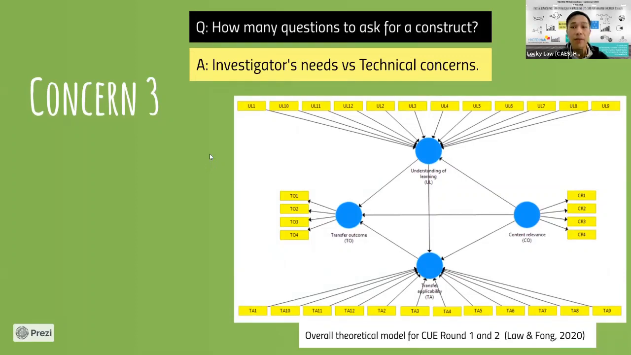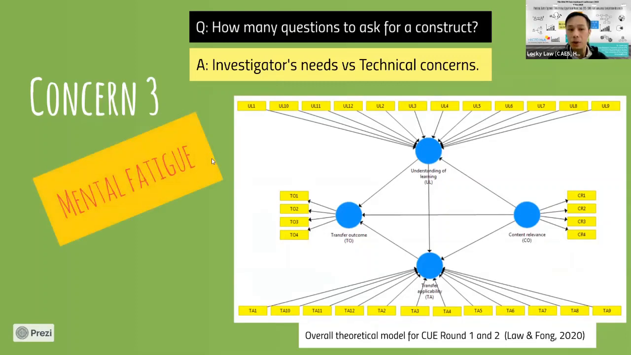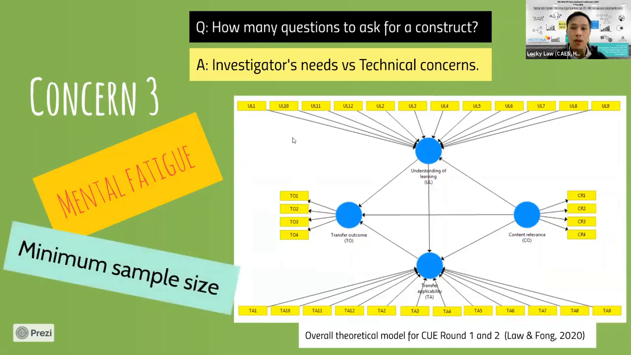Well, I think most of them will say, as many as possible, right? Because I want to know as detailed as it gets. Get as much information from students as possible. But then the problem is, when you want to ask more questions, there's a possibility of mental fatigue when the students are answering them. The other technical concern is, when you have more questions, you need a larger sample size. So we need to make sure that you don't ask too many questions, because you don't actually have that many students giving you the minimum sample sizes when they respond.